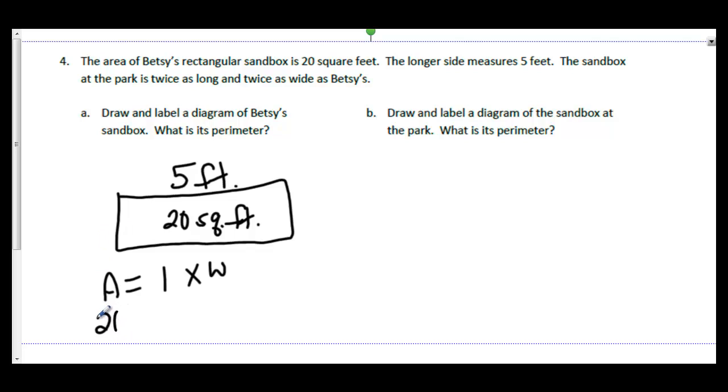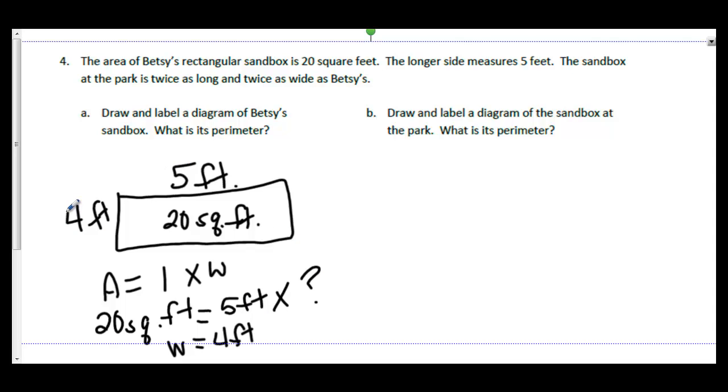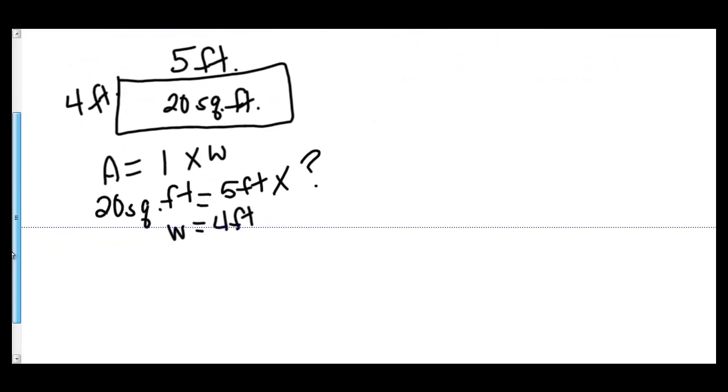The area is 20 square feet. I have a length of 5 feet times something. So the something has to be 4 feet. So the width is going to be 4 feet because 4 feet times 5 feet equals 20. But the question doesn't say what's the width. It says what is the perimeter. Now that I know that the side is 4 feet, I'm going to go back and find the perimeter.